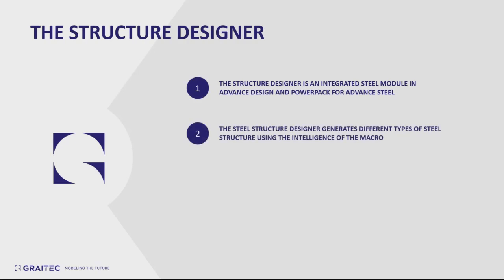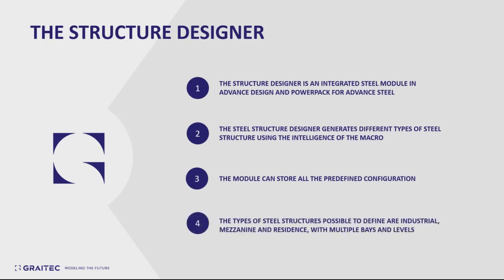The steel structure designer can help you to generate different types of steel structure using the intelligence of a macro. And the model can store all predefined configurations. So in case you need to save the configuration of the structure, you can save it in the library of this application. And also, as possibilities, there are many. You can define industrial structures, mezzanine type, residence type, with multiple bays and multiple levels.